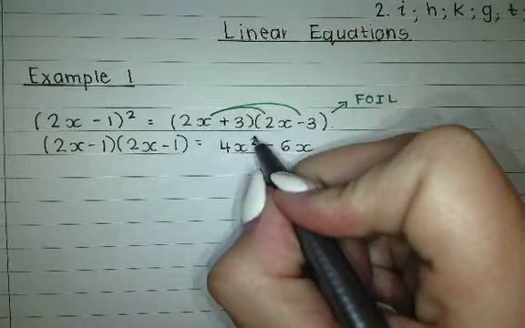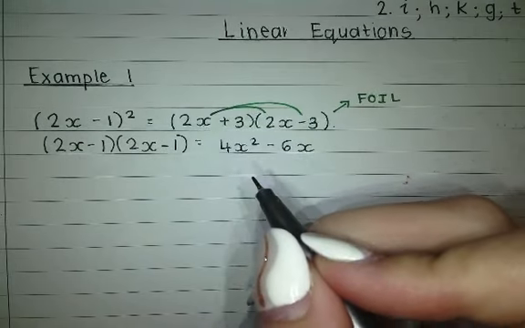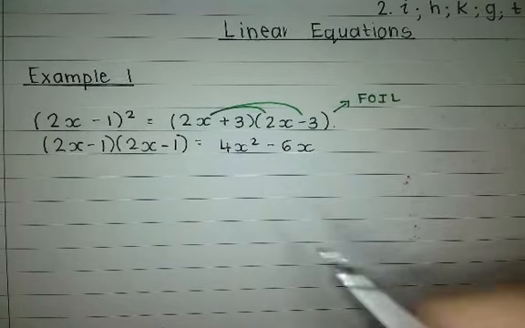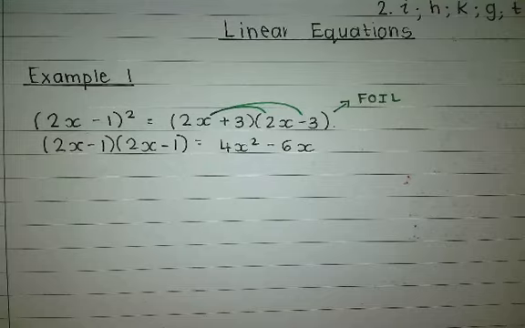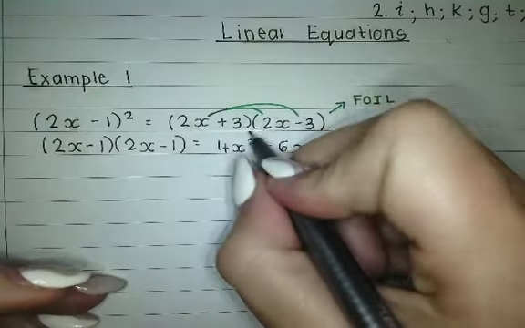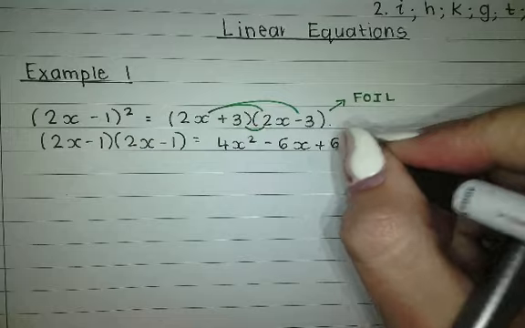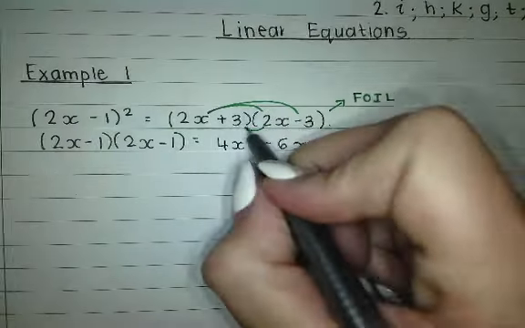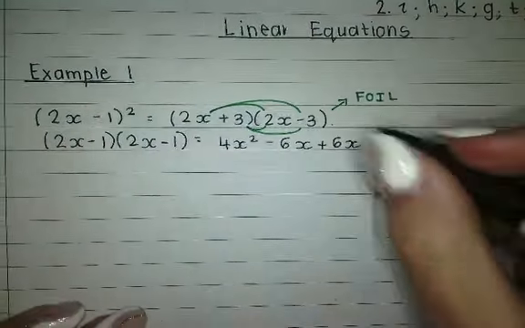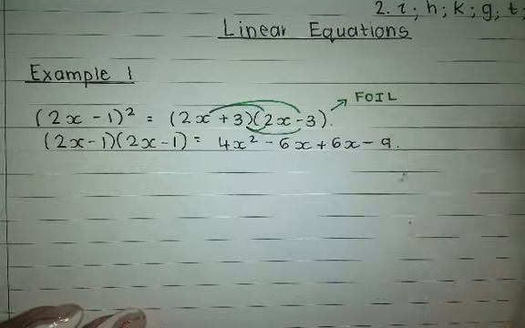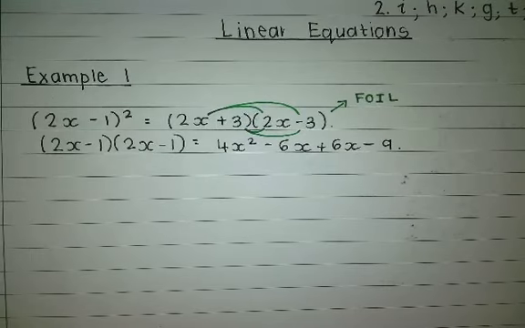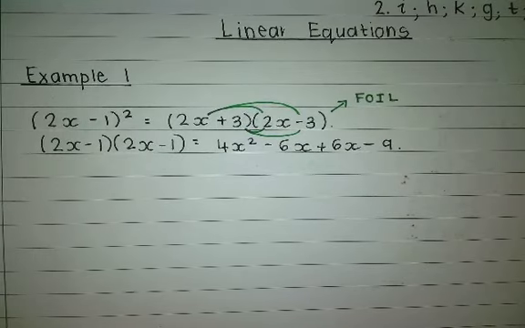No, distribution is 1 or 2 going over this. Remember, FOIL is a binomial times a binomial. Okay, that's going to give me plus 3x, and 3 times negative 3 is going to give me negative 9. Okay, we're right. Then on the left hand side, I'm going to FOIL as well.